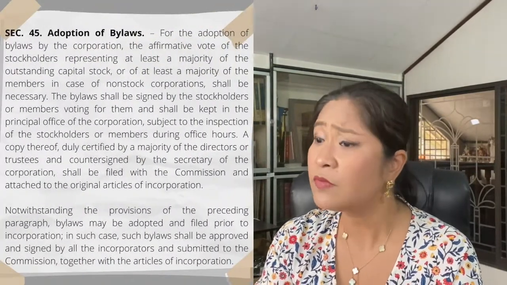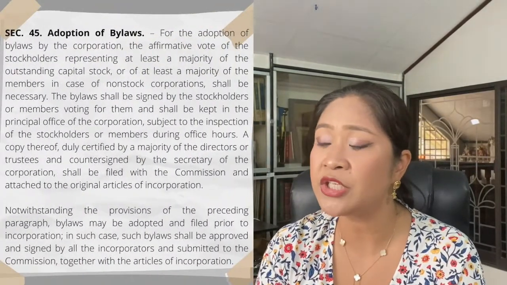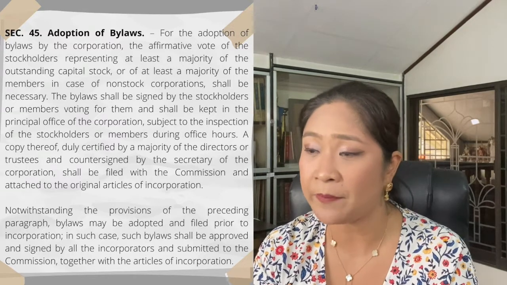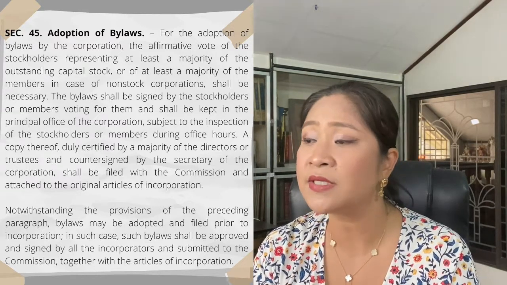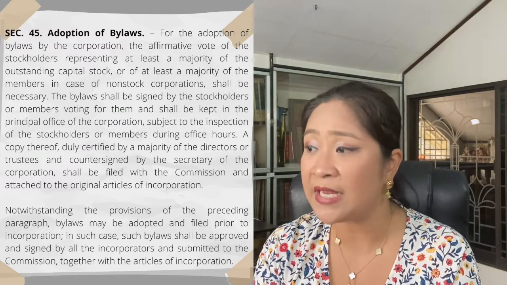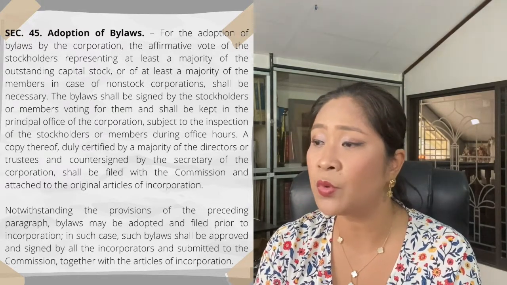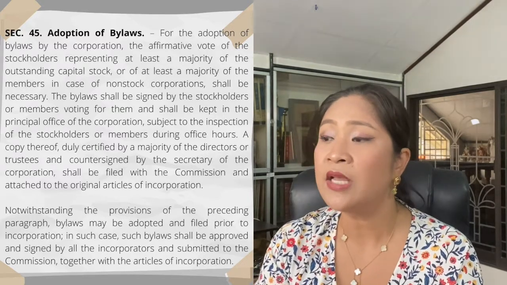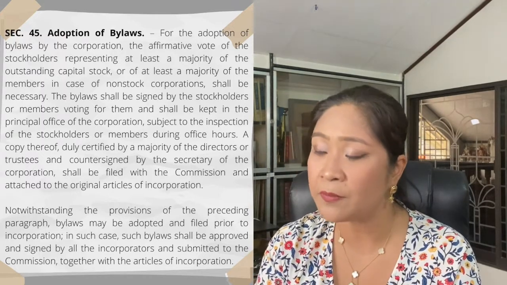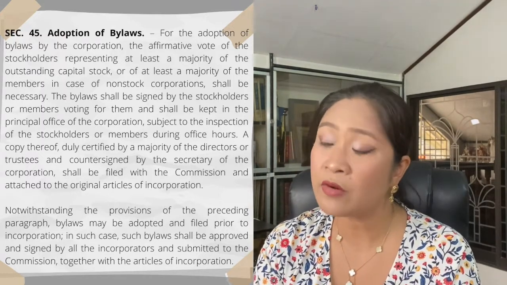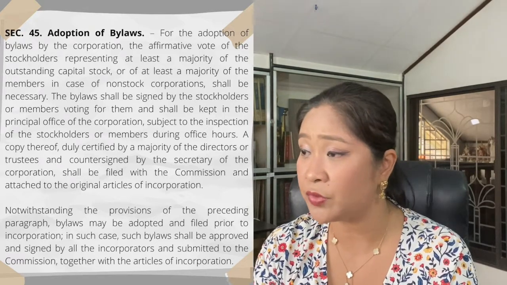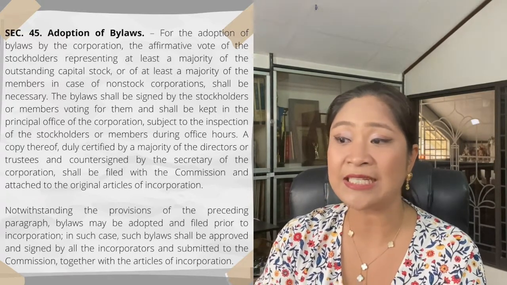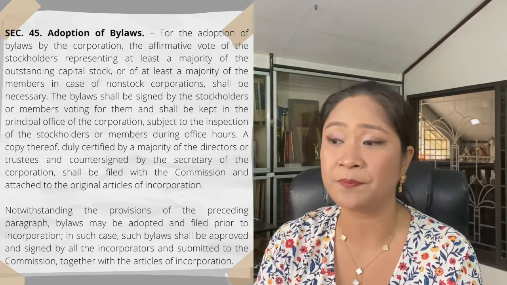It says, for the adoption of bylaws by the corporation, the affirmative vote of the stockholders representing at least a majority of the outstanding capital stock or of at least a majority of the members in case of non-stock corporations shall be necessary. The bylaws shall be signed by the stockholders or members voting for them and shall be kept in the principal office of the corporation, subject to the inspection of the stockholders or members during office hours. A copy thereof, duly certified by a majority of the directors or trustees and countersigned by the secretary of the corporation, shall be filed with the Commission and attached to the original articles of incorporation.